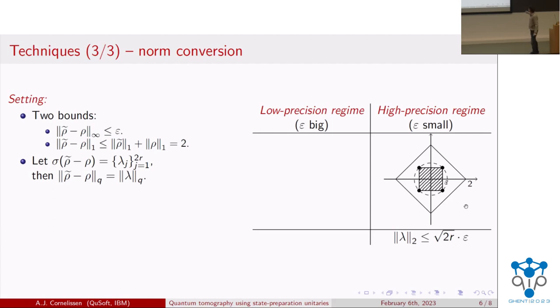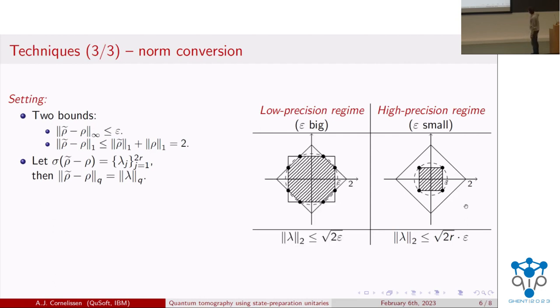But now you can also see that there's a regime at work. If your epsilon is very small, then this hypercube will be completely contained in this L1 bound. Therefore, the best L2 bound that you can give on your vector lambda is going to be just what you get from Hölder's inequality.